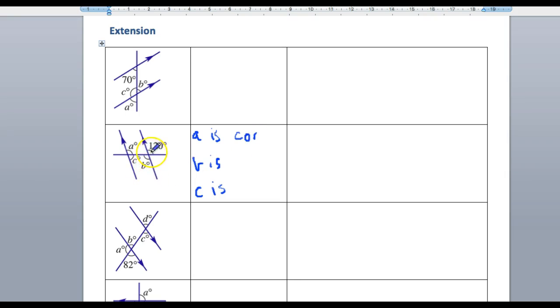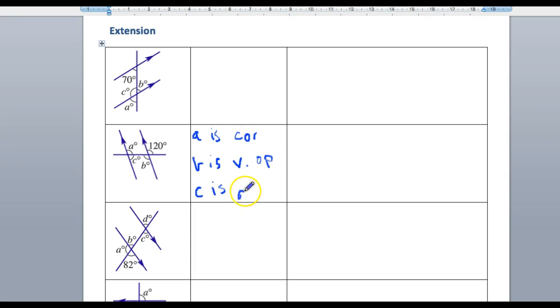Okay, B is vertically opposite. I'm not going to write the whole word because I don't have enough space. Now to work out C, C is neither corresponding, alternate or co-interior to 120, but you can work out C using the other angles. I know C is supplementary to A. C is also co-interior to B. So you can use either one if you like.